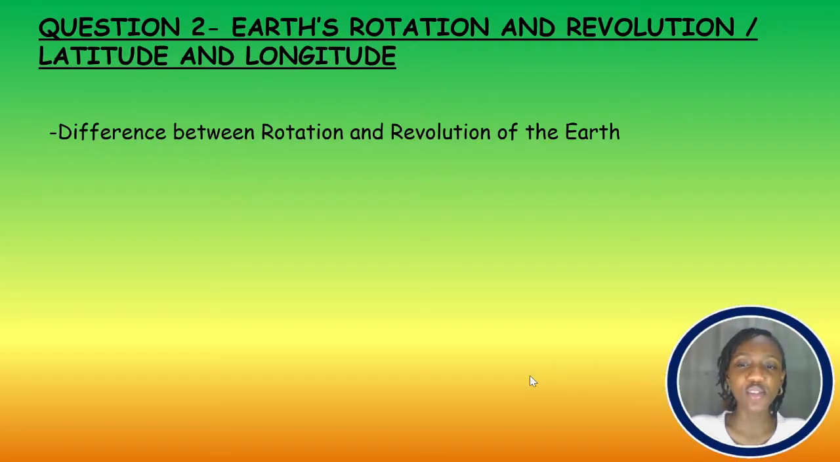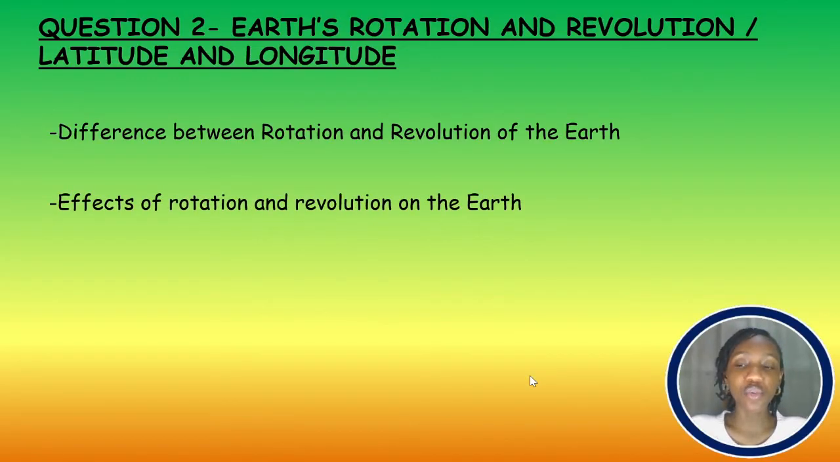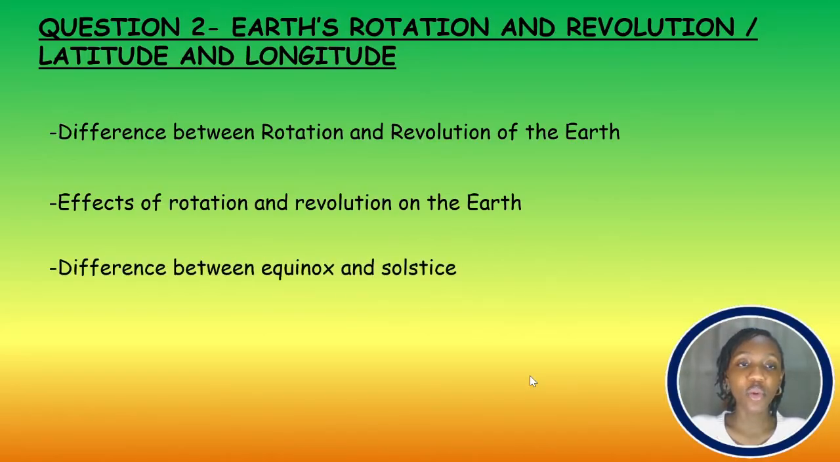Try to know at least 4 effects of each and be able to explain them. Effect of rotation and revolution on the Earth. Difference between equinox and solstice. The name equinox means equal day and night, and you need to know when these dates occur for explanation purposes as well as for objectives. The dates are given in the textbook we mentioned, Essential Geography, and take note of the diagram there too in case you're asked to draw with the aid of a diagram.